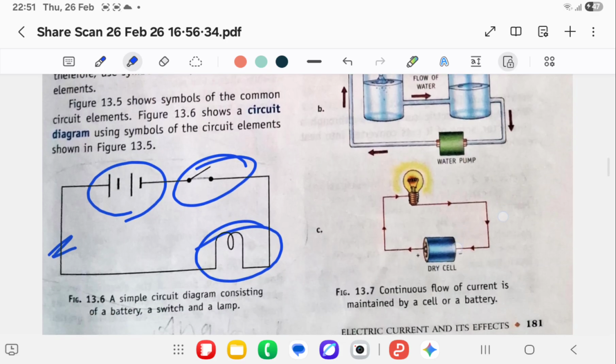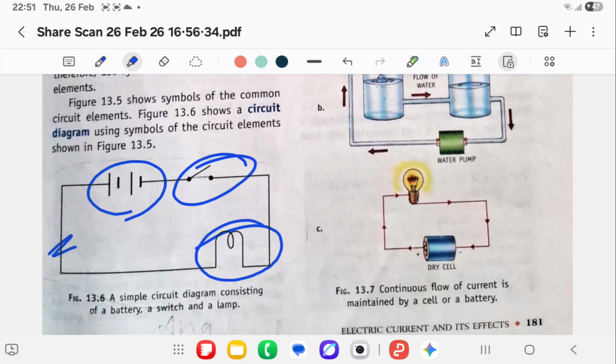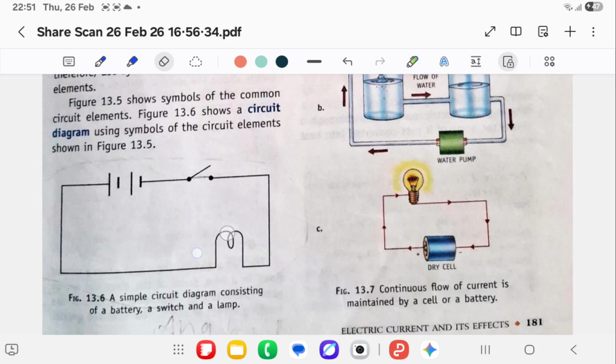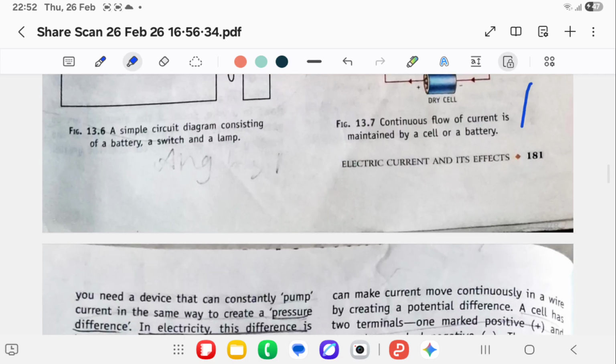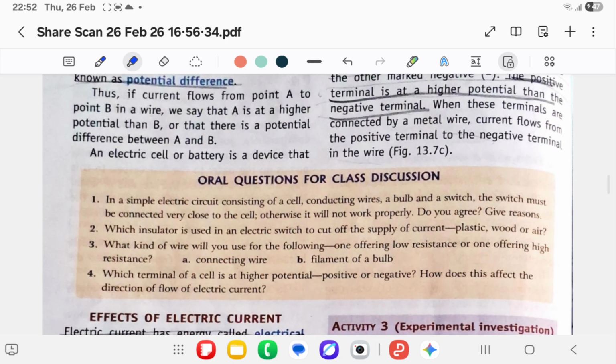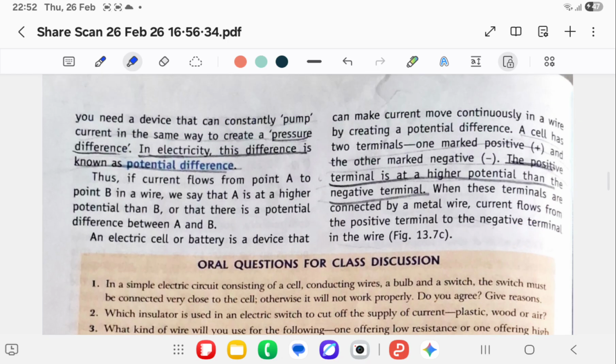Okay, so in a circuit you can understand it like this. This is your cell, so your positive terminal and negative terminal. The positive terminal has higher potential, the negative terminal is at lower potential. Clear? Whenever we are drawing the circuit diagram, we mark the positive and the negative terminal. So this is given in this part: the positive terminal is at a higher potential than the negative terminal.